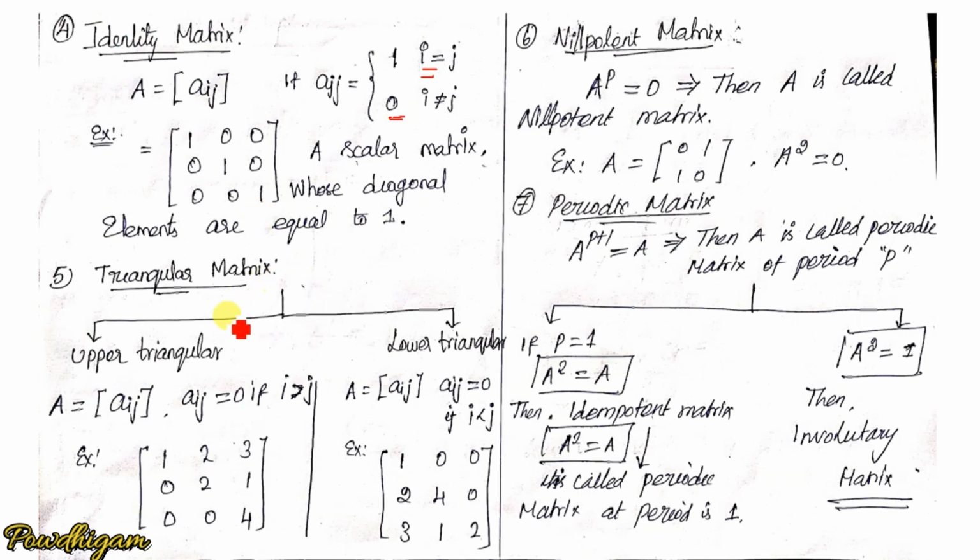The next one is the triangular matrix. In the triangular matrix we can classify two types. One is upper triangular, another one is lower triangular. If a_ij equals 0 if i is greater than j, then that matrix is called upper triangular. And a_ij equals 0 if i is less than j, then this matrix is called a lower triangular matrix. We know i and j, so if i is greater than j the matrix is called upper triangular, and if i is less than j it is called a lower triangular matrix.